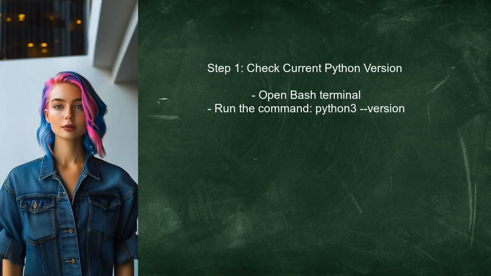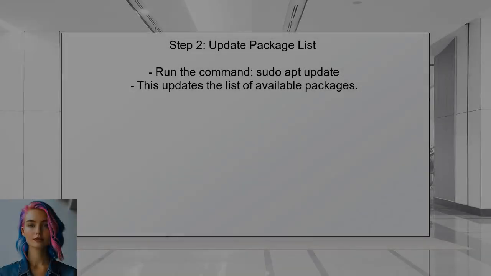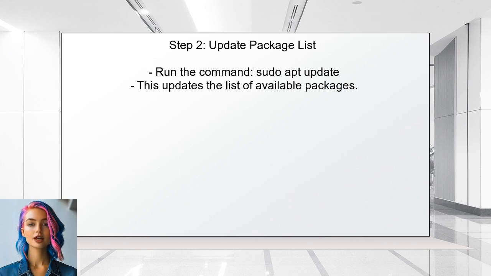To begin upgrading Python in the Windows Subsystem for Linux, the user should first check the current version of Python installed. This can be done by opening the Bash terminal and typing the command python3 --version. Next, the user needs to update the package list to ensure they have the latest information. This can be accomplished by running the command sudo apt update in the terminal.